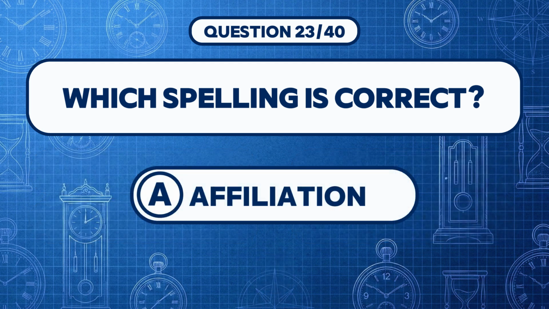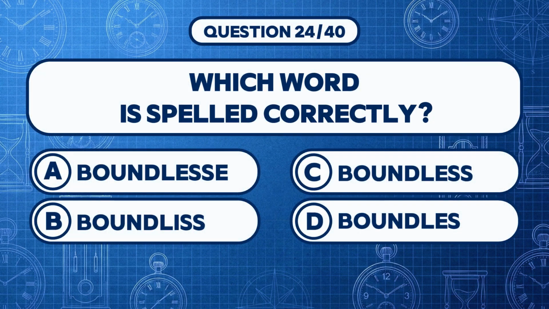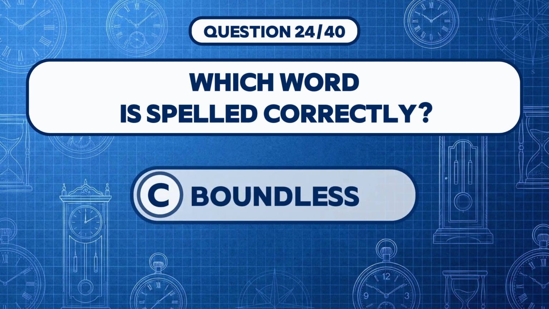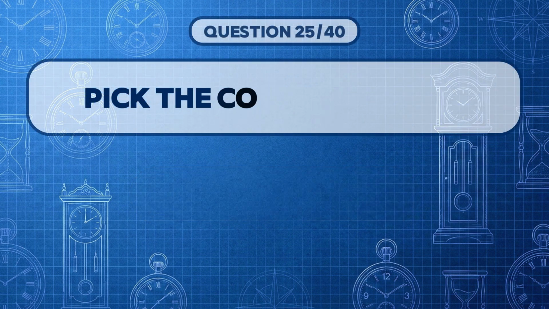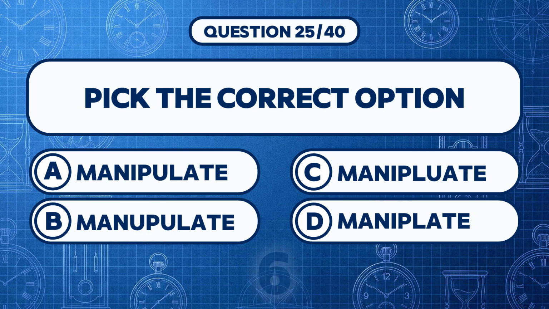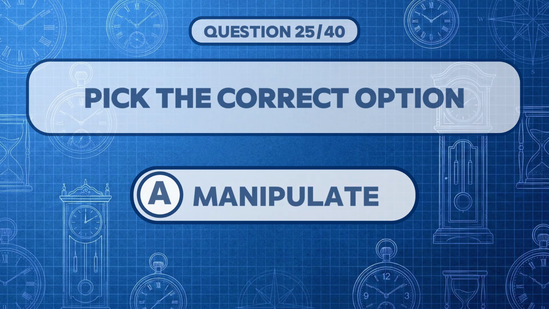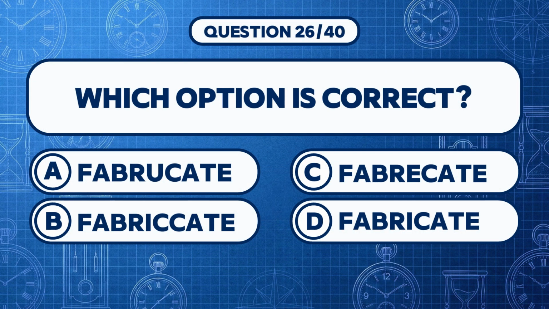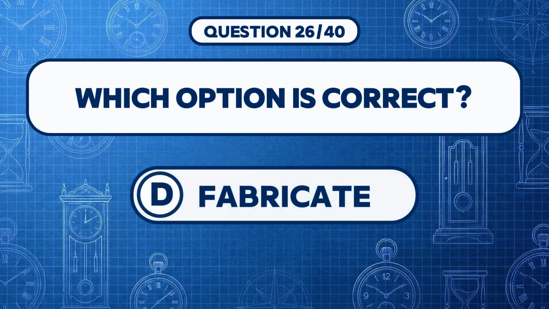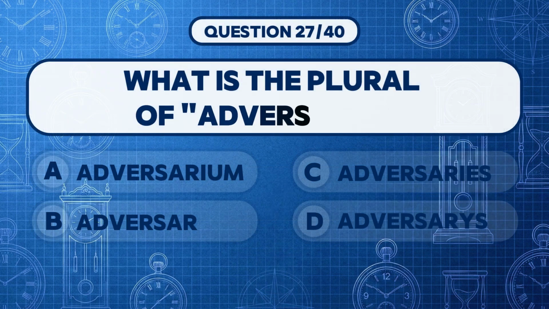Answer A, affiliation. Which word is spelled correctly? Answer C, boundless. Pick the correct option. Answer A, manipulate. Which option is correct? Answer D, fabricate. What is the plural of adversary?